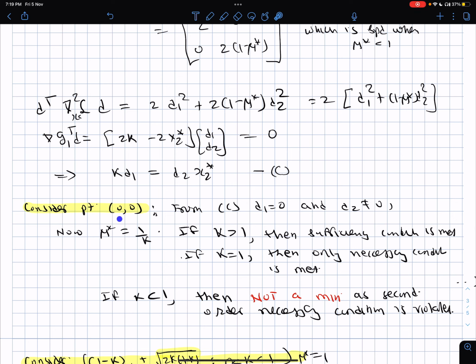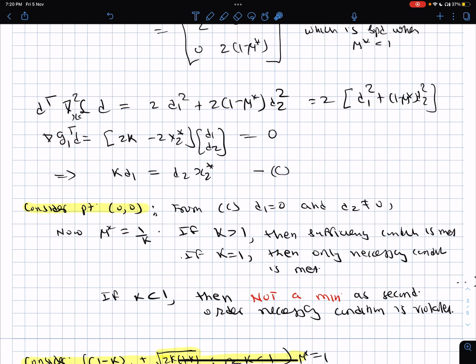So now let's look at point 0, 0. If the point is 0, 0, which means to say that x2 star is 0, then d1 becomes 0, and so d2 you can just take as something non-zero.